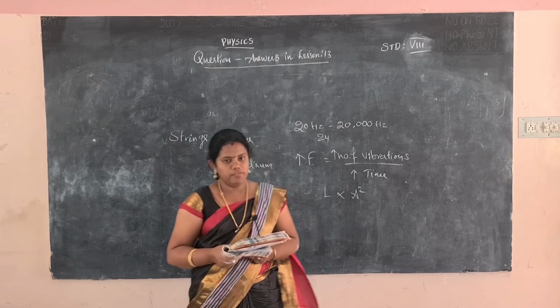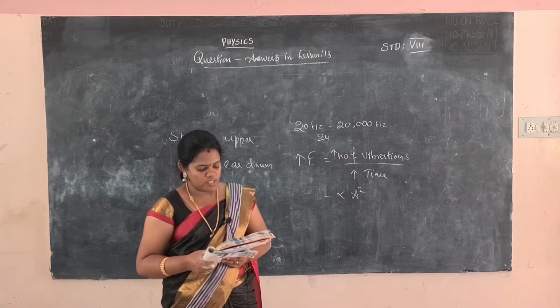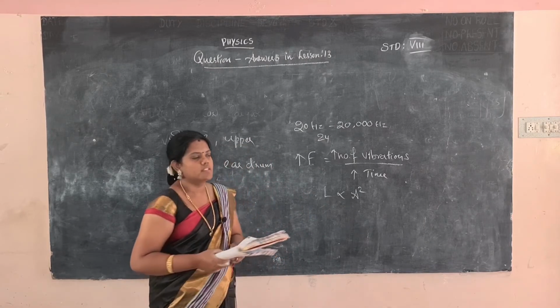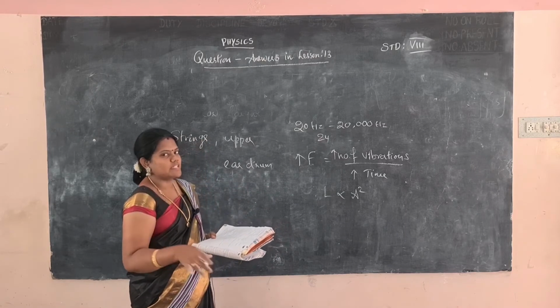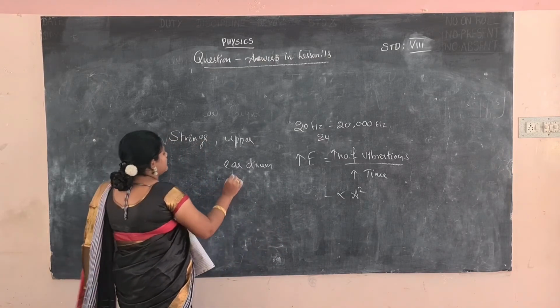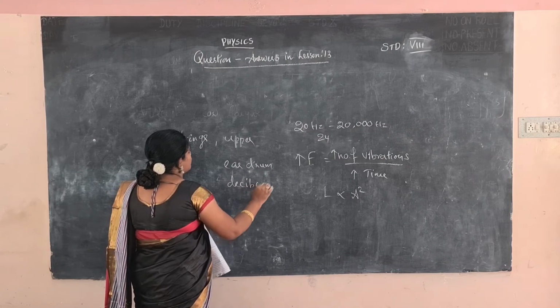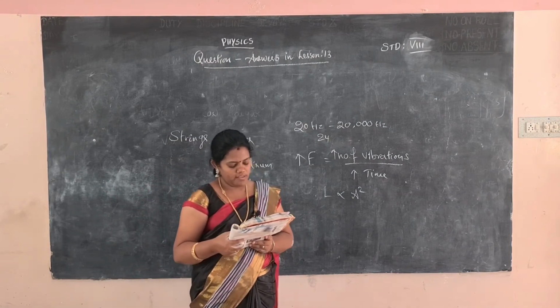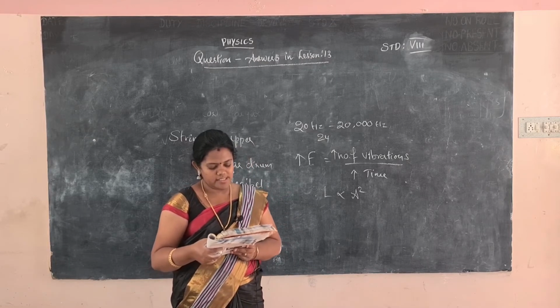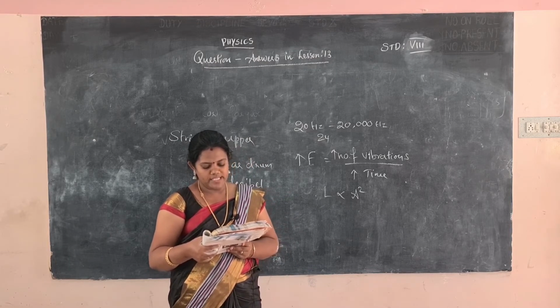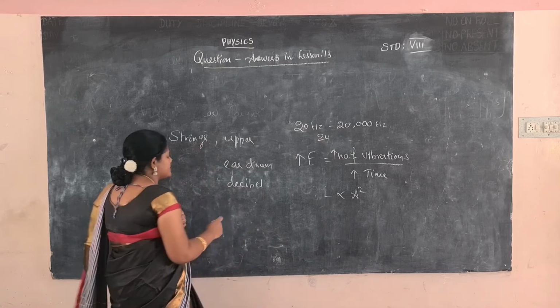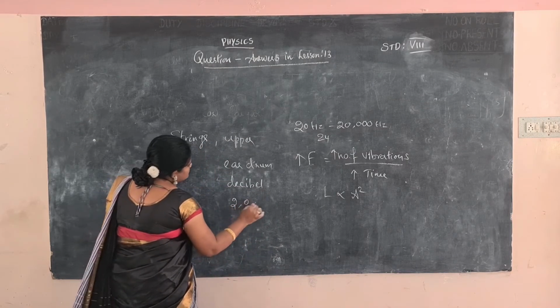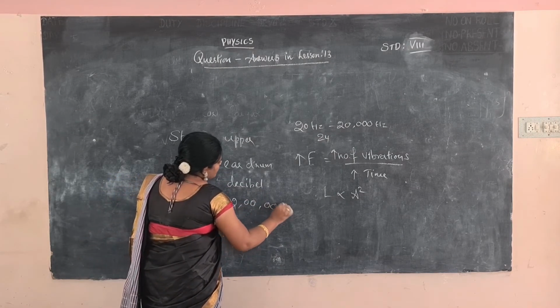Then fourth one, the loudness of sound is expressed in decibel. Decibel is the unit of loudness. Then fifth one, dolphins can hear sound up to the frequency level of 2 lakhs hertz.